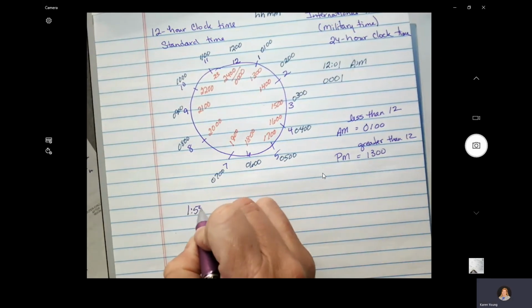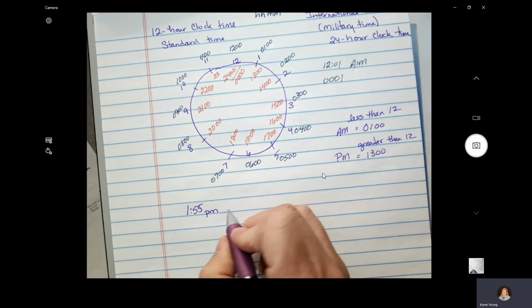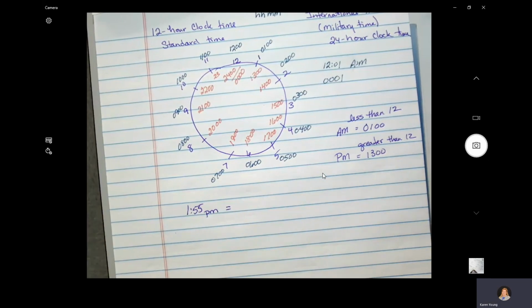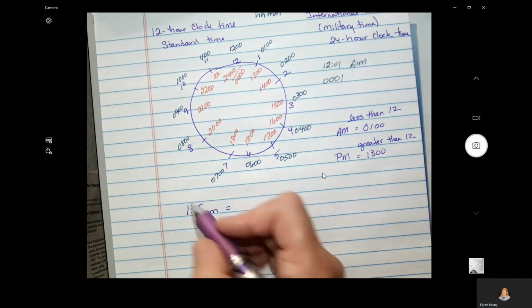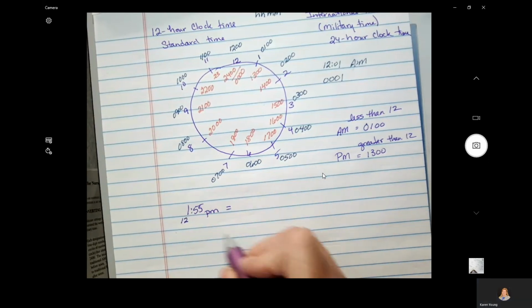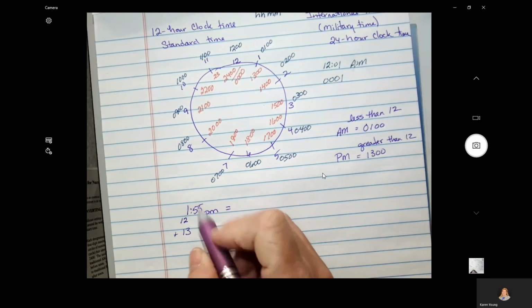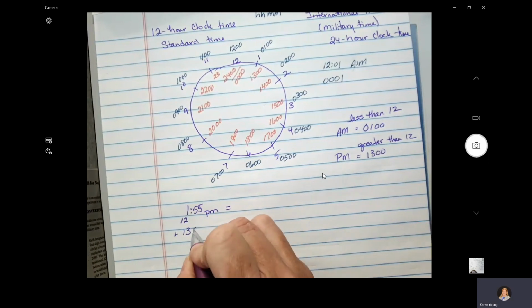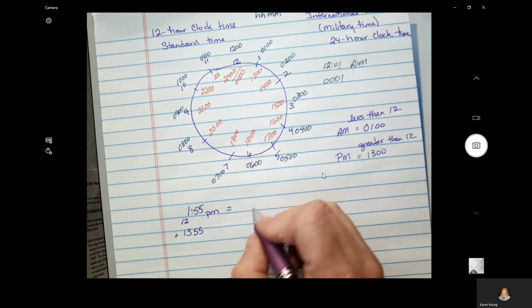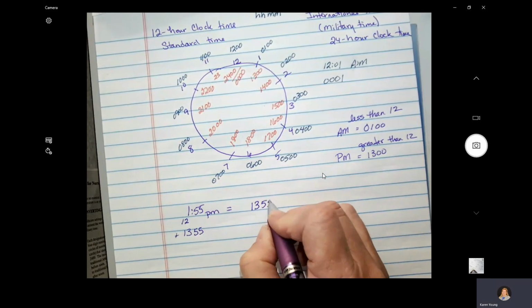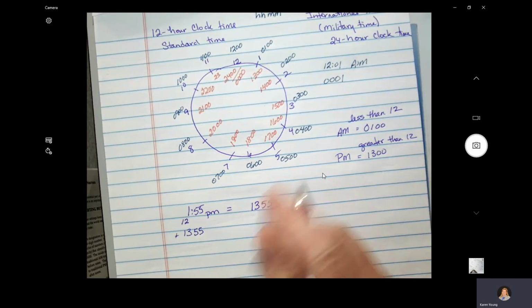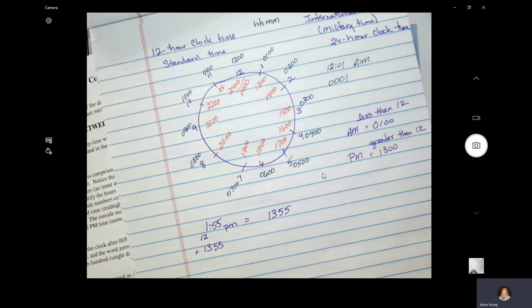My watch is dead, but say I've got 1:55 p.m. If I wanted to write this in military time, or international time, I add 12 to my 1. That gives me 13. I don't do anything to my minutes. So it's 1355. No colon, no AM or PM. We know it's PM because it's greater than 12. The hours are the first 2 digits and the minutes are the second 2 digits, so it's 55 minutes after 1.